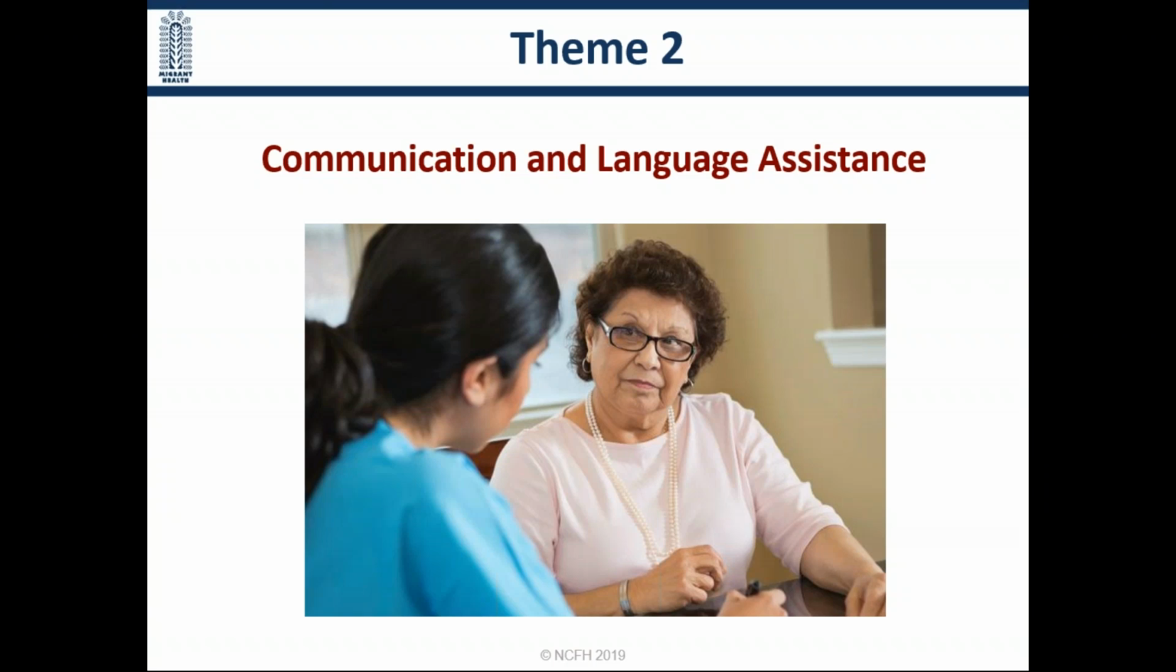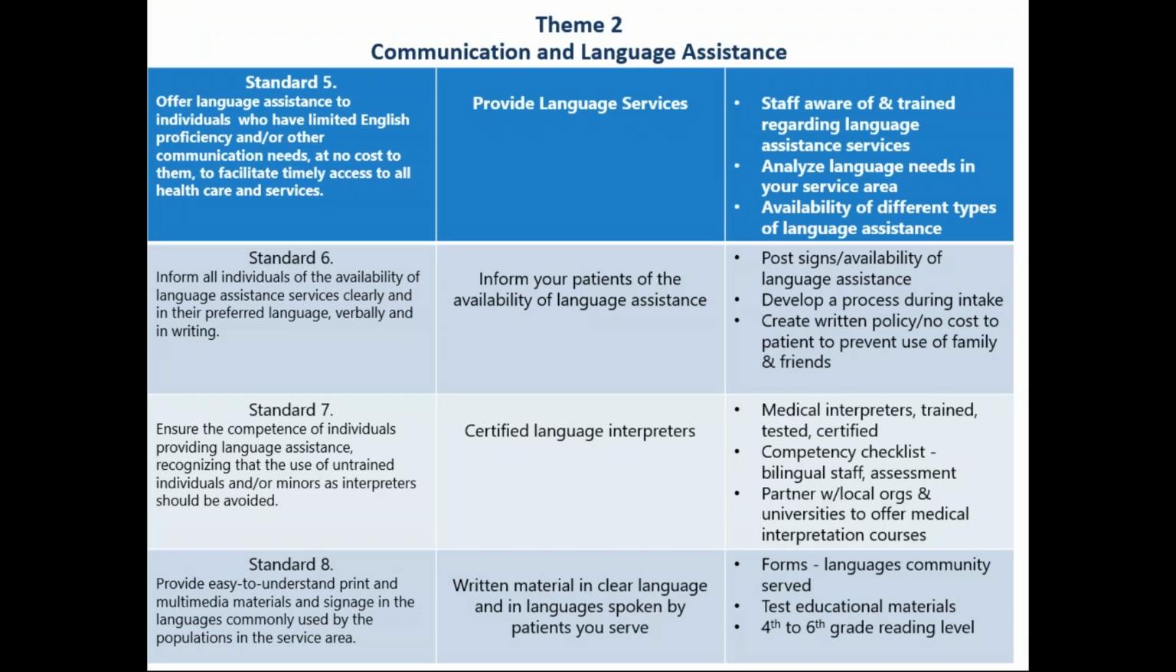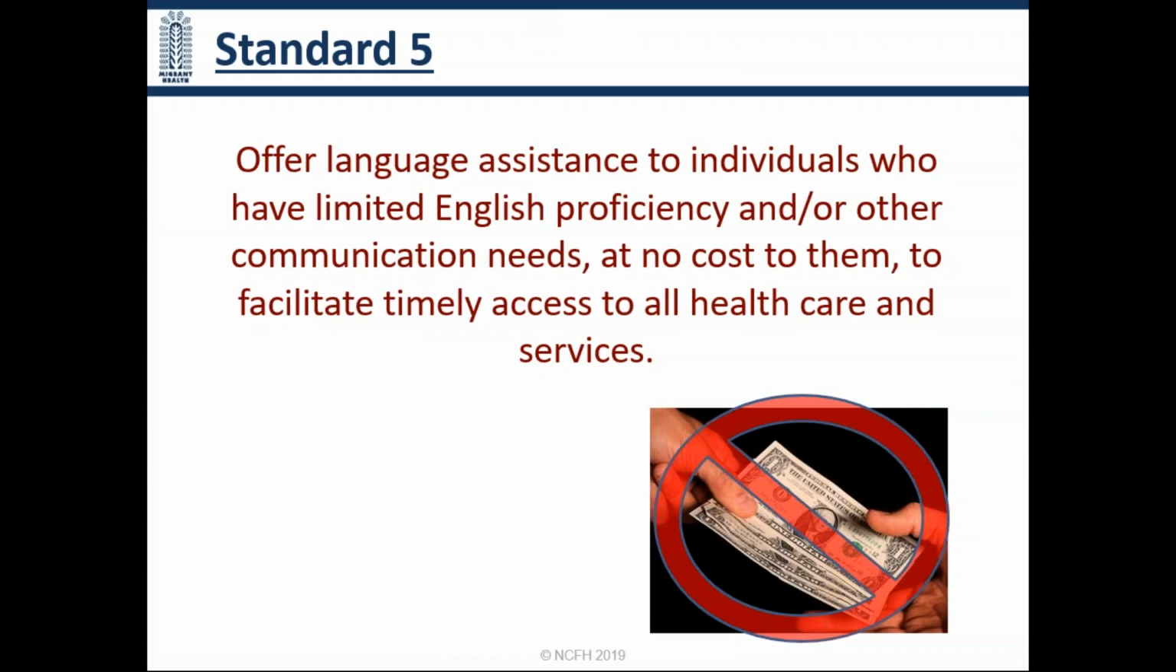So let's look at the first. Well, this is the overview of theme 2. There's 4 standards that are part of this theme. It's standards 5, 6, 7, and 8. And again, this tool is part of your downloads. It lists the standard. It has a key concept or keywords, and then a few little strategies to take into consideration. But let's go and look at each standard on its own.